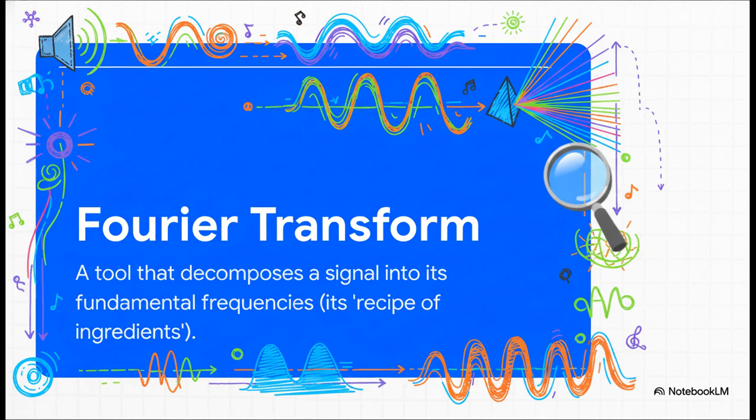So how do we get from that finished dish all the way back to the ingredient list? Well, that is exactly what the Fourier transform does. It's this beautiful mathematical process that takes any complex signal and works backward to give us a precise list of its ingredients and exactly how much of each one we need. It reveals the fundamental frequencies that built the whole thing.